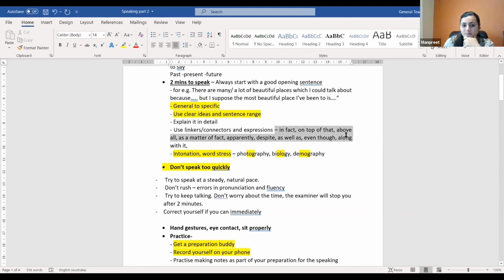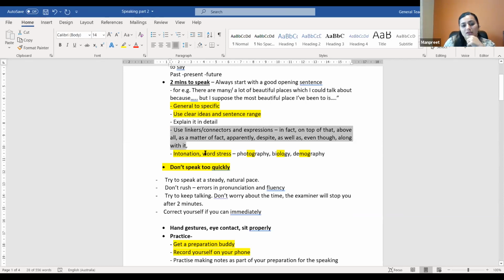So for example, you can use these ones as well, or we can just use however, although, but, if sentences, conditional sentences, or in fact, on top of that, above all, as a matter of fact. All of these expressions, you would need these to make complex sentences.